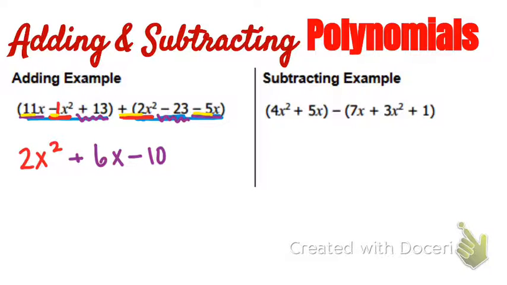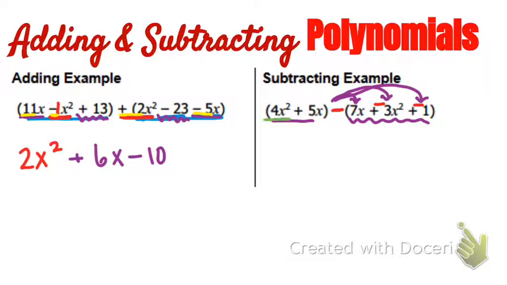Now when we're subtracting polynomials, what I would recommend you do, because we're taking this and we're subtracting everything in here. So we're subtracting the 7x, we're subtracting the 3x squared, and we're subtracting the 1. So what I would recommend you do is you distribute that minus sign. Now we can combine our like terms.